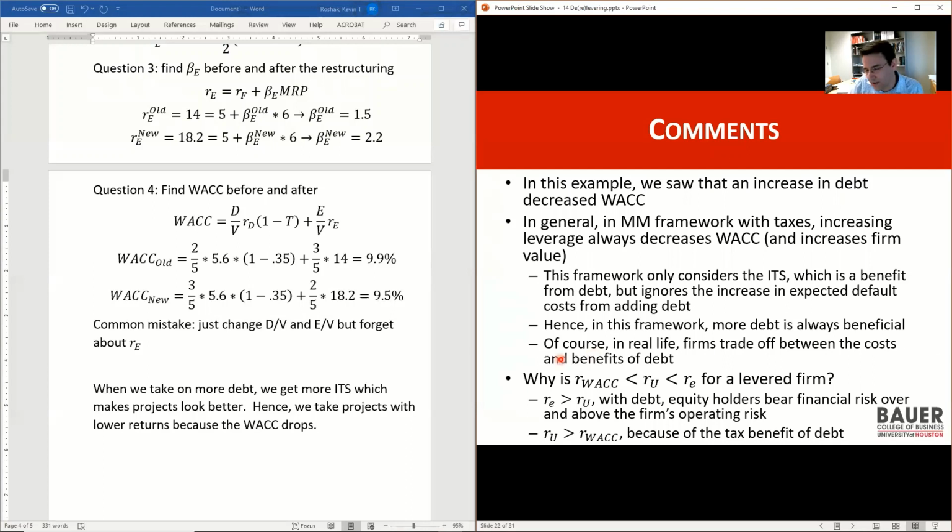Now, in real life, we'll talk about that at the very end of this class, that there are trade-offs. Obviously, you don't want to take on too much debt that you go into bankruptcy, and that causes lots of problems. But for now, all we're considering is taxes, and more debt is better for your tax situation.